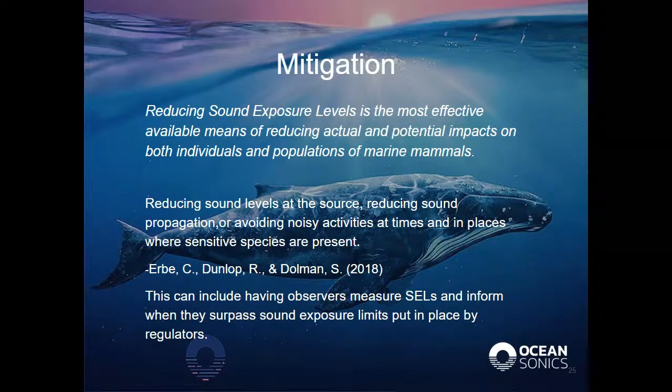And so next, since we talked about all these impacts that could actually happen, how do we mitigate this, and how do we actually reduce these impacts? I think the best thing I heard was a quote I read. It said, reducing sound exposure levels is the most effective available means of reducing actual and potential impacts on both individuals and populations of marine mammals. So this could be reducing sound levels at the source, reducing sound propagation, or avoiding noisy activities at times and in places where sensitive species are present.